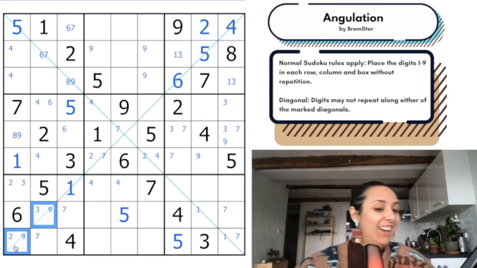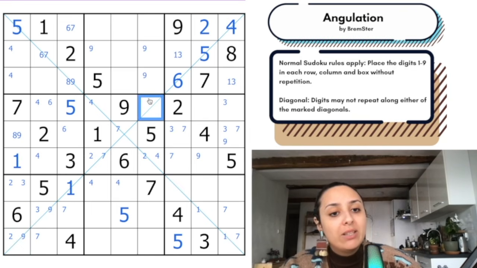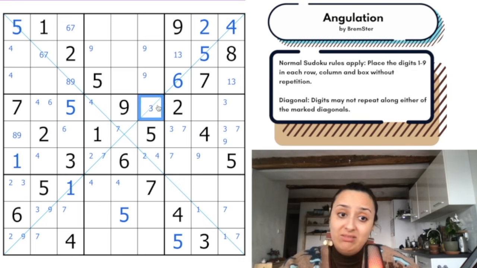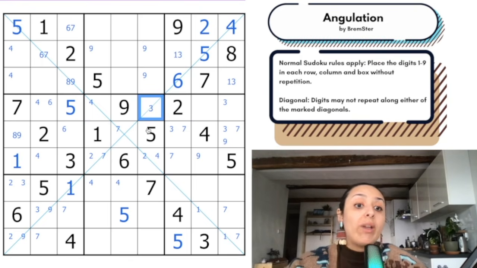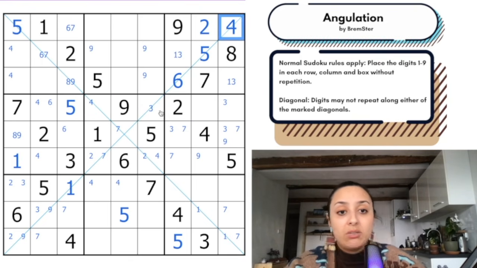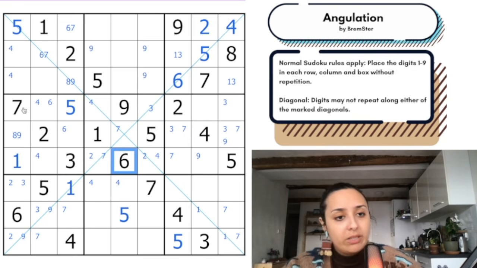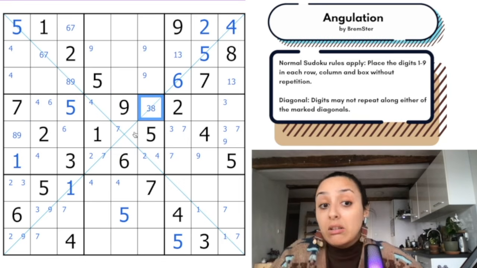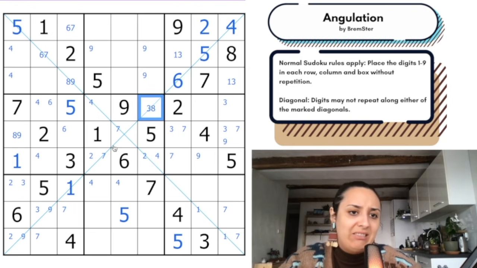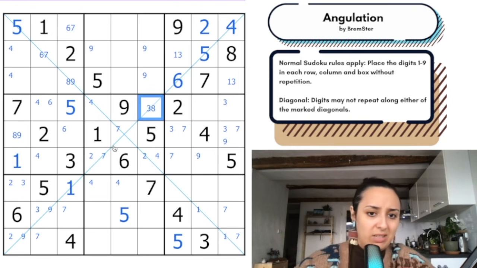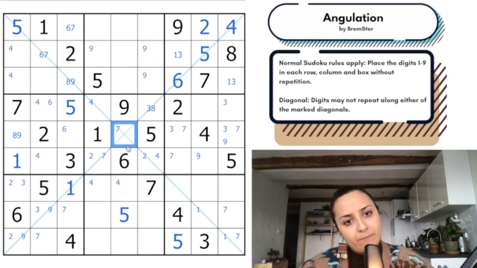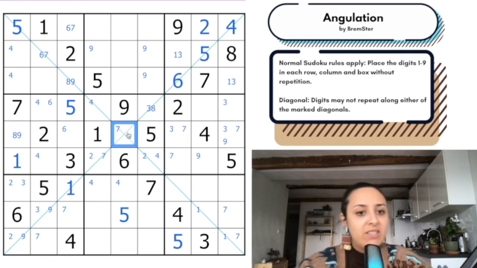Then we have... I have no clue. We don't know. Maybe what can this be? It's not 1, 2. It can be 3. I might regret this. No, it can't be 4 because of this diagonal. So it's not 4. 7, 8, and 9. Not 9. Okay. Does that do anything? Barely. And then I imagine this is 7, 3, 8.